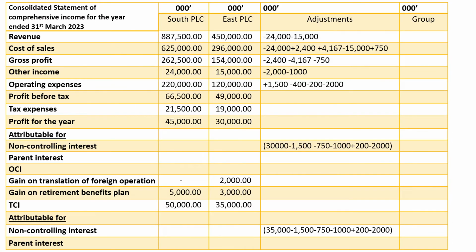We know that in this company, 30% belongs to non-controlling interest. So the profit after tax as well as total comprehensive income attributable to non-controlling interest is based on these 30%. Therefore, for the profit after tax of East PLC, after the adjustments, we are going to take just 30% of it in the profit after tax as well as in the total comprehensive income.